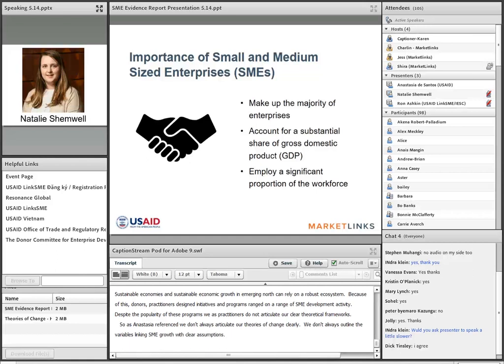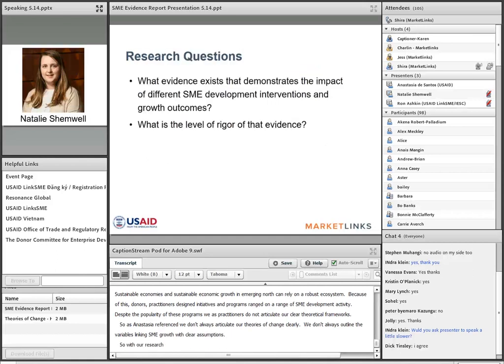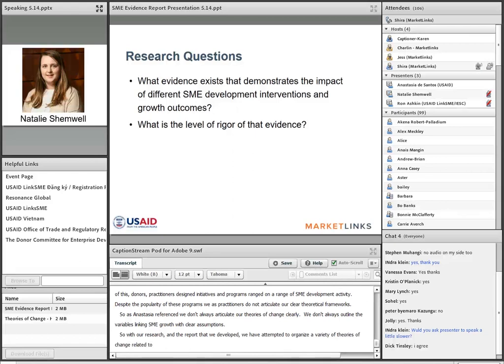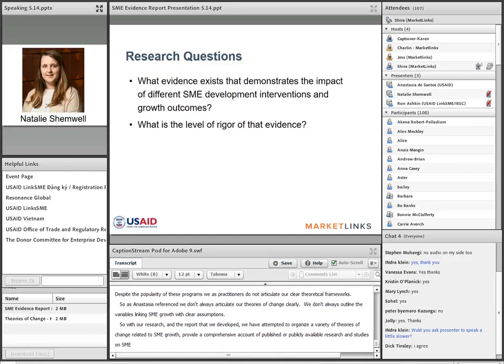So with our research and the report that we developed, we have attempted to organize a variety of theories of change related to SME growth, provide a comprehensive account of published or publicly available research and studies on SME development, and present an overview of the interventions that are most effective in spurring SME growth.